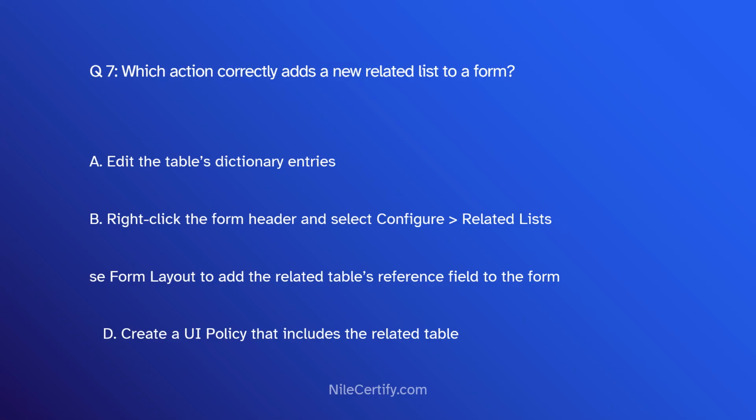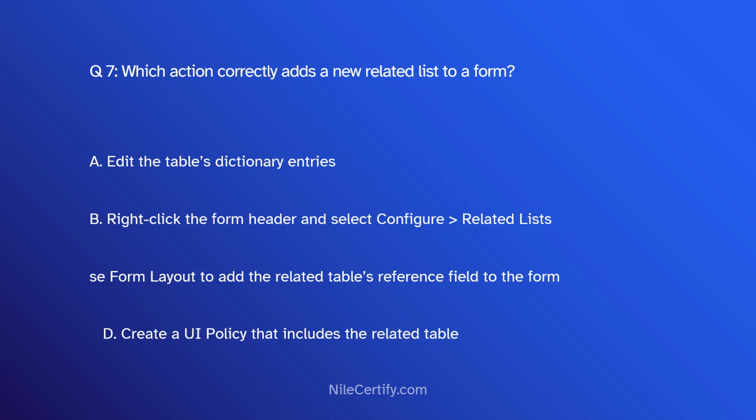Option B, right-click the form header and select configure, then related list. And this is the classic configuration path. In a real instance, you would open a record, for example an incident, right-click the form header, choose configure, and then click related list. That opens a configuration screen where you move available related lists into the selected side. When you save, those related lists appear at the bottom of the form for that table and view. And this is exactly what the question is asking for, so we will consider it correct for the time being.